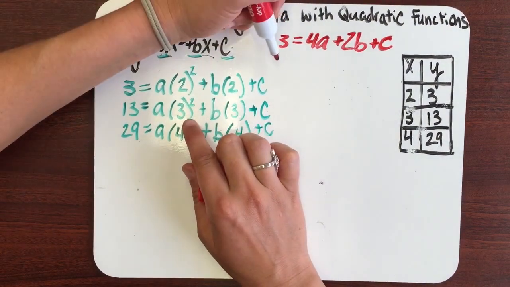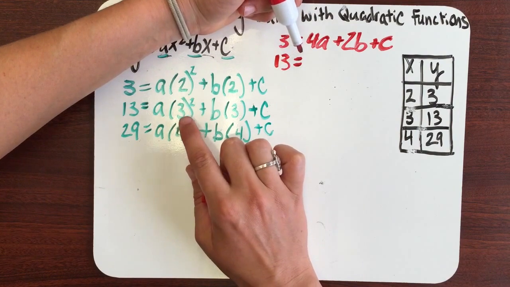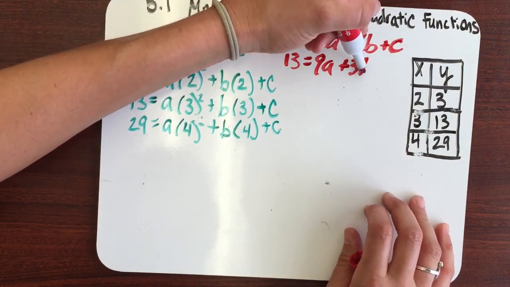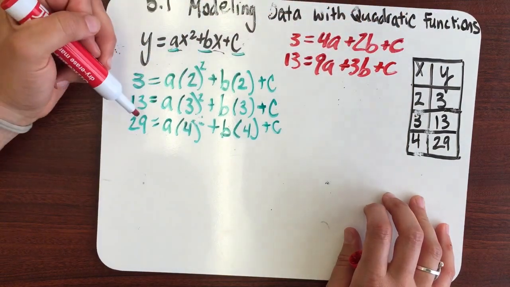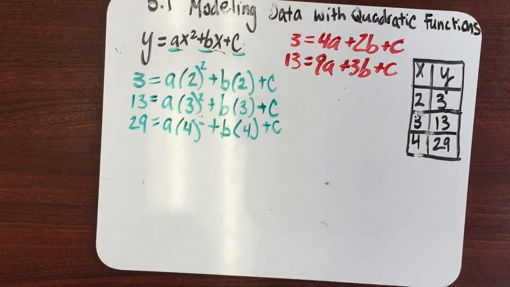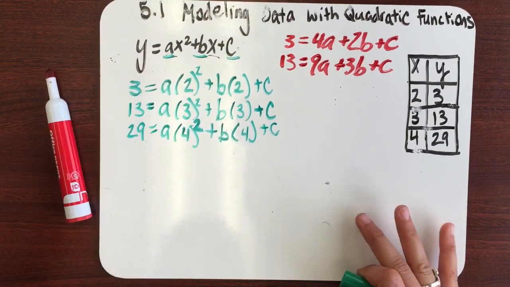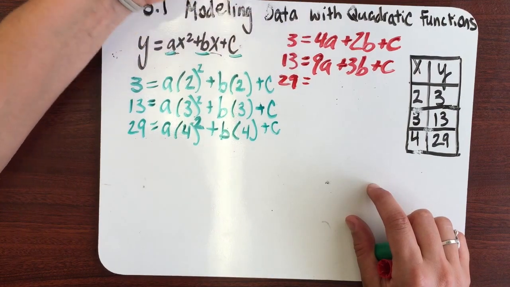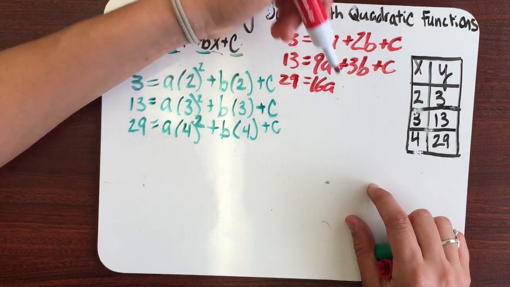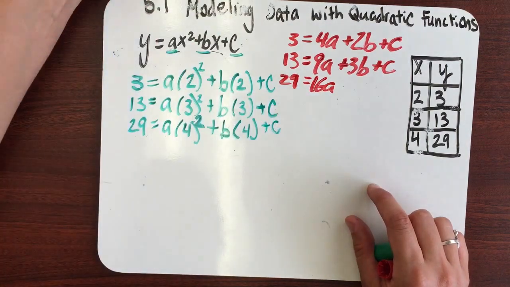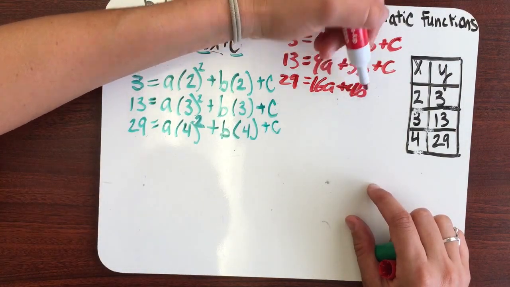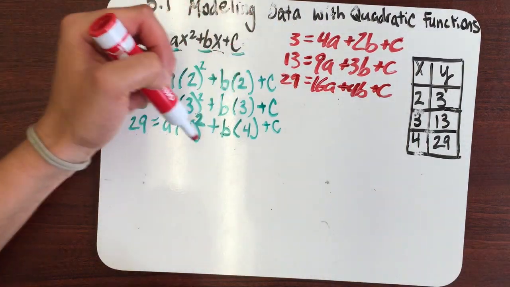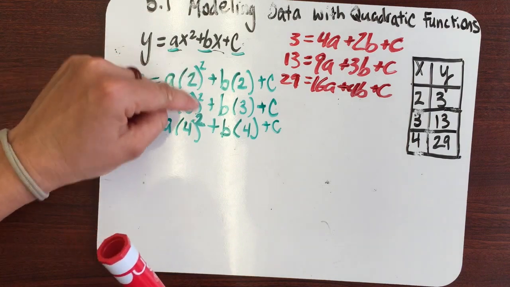Clean this second equation up. 13 is equal to 3 squared is a 9a plus 3b plus c. And then our last equation here is 29 is equal to 16a, because 4 squared is 16, plus 4b plus c. So we got these equations by just cleaning this up a little bit and doing whatever operations we needed to.